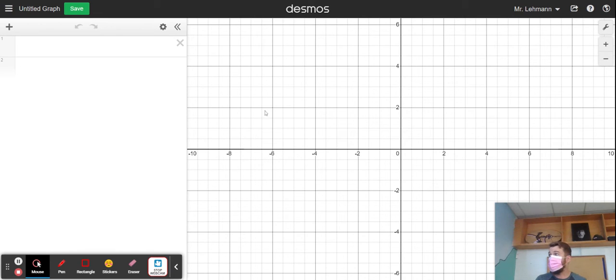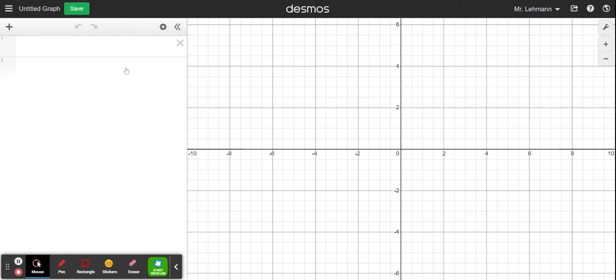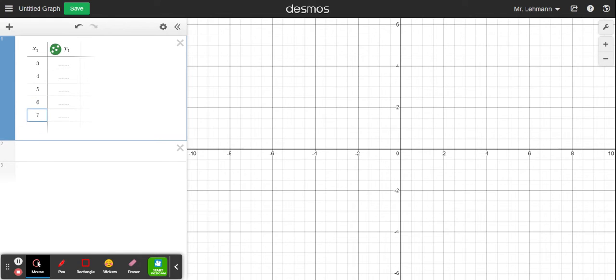All right. So if you want to add a data set to Desmos, the little plus sign in the corner is how you add a table. So I'm looking at the table that's in front of you: 3, 4, 5, 6, 7, 8. Desmos is smart enough to figure out that you're counting by ones. It'll figure out your pattern and autofill for you.